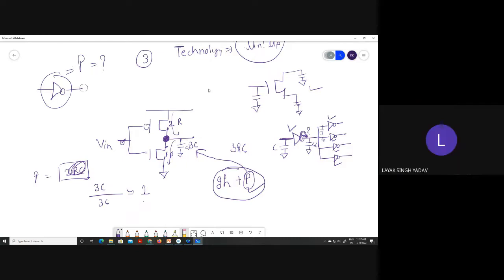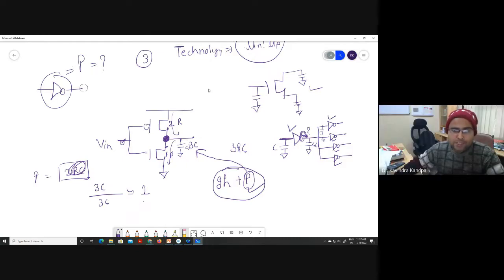Instead of writing this as a delay of 3RC, see, the unit of the expression is GH plus P into tau, correct or not? Tau gives you the unit of second. The GH and P terms are supposed to be unitless, yes or no? Yes, sir, it is supposed to be unitless.